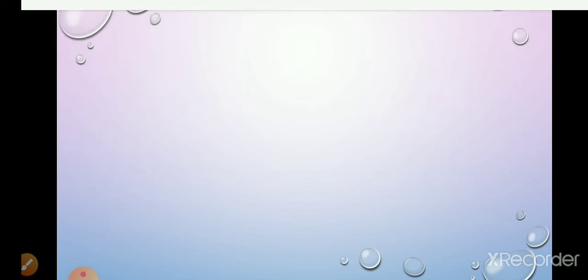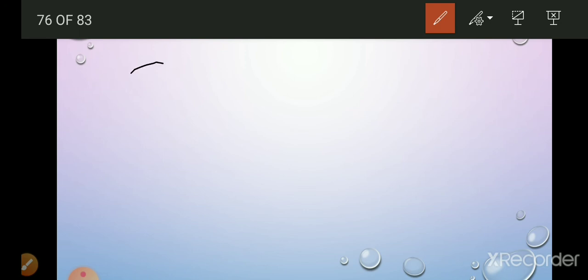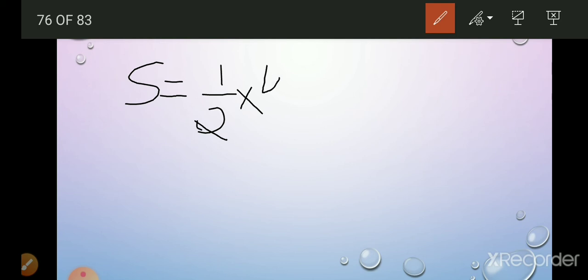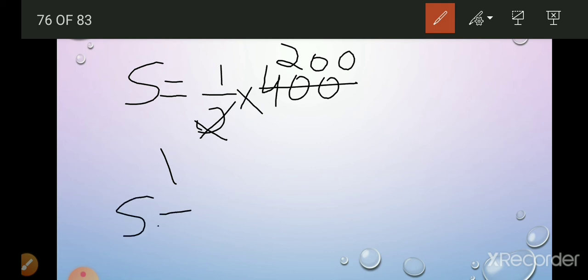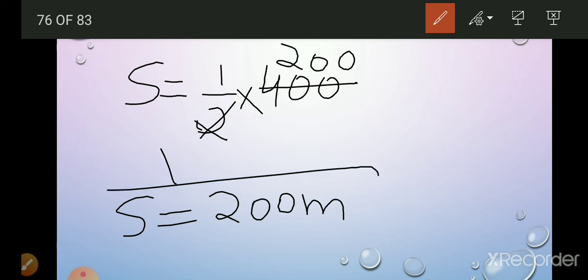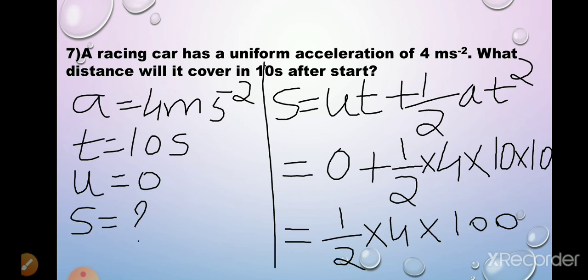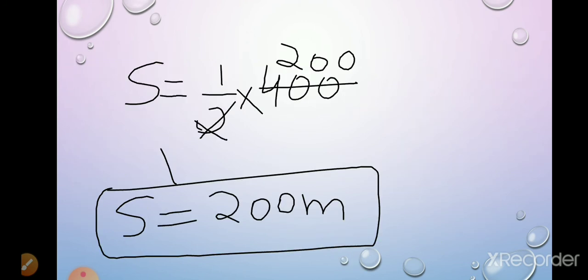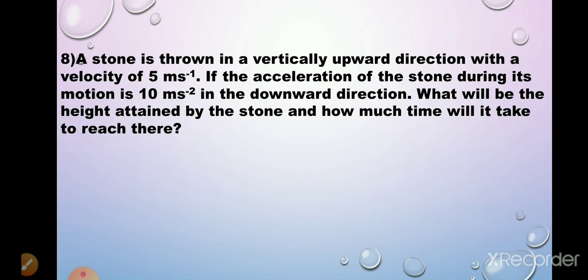So s is equal to, so it becomes 1 by 2 into 4 into 100 is 400. So 2 1s are 2, 200s are, right? So s is equal to 200 meter is the answer. So distance traveled is 200 meter. Distance covered by the racing car is 200 meter. So let us move on to the next problem.